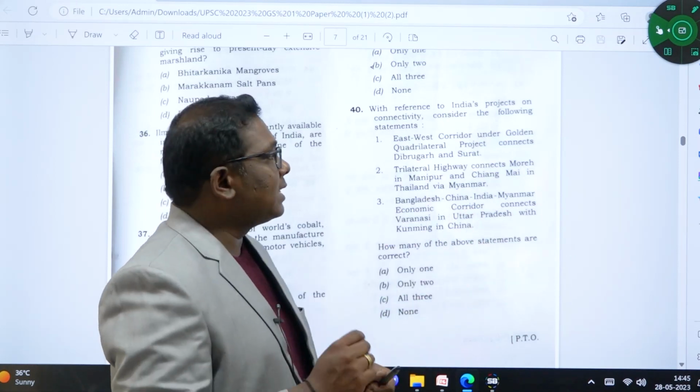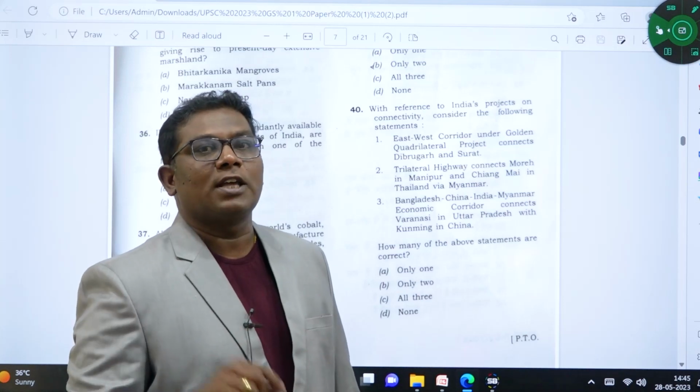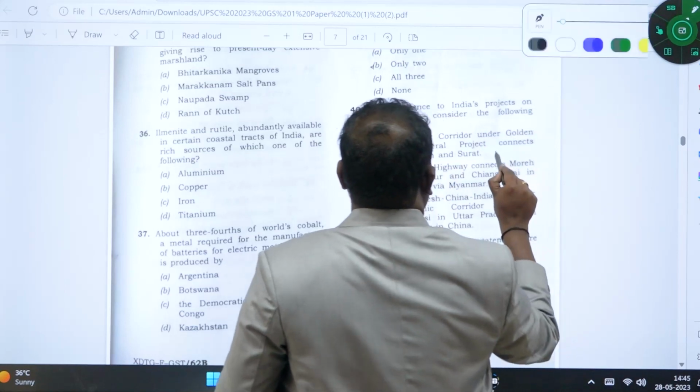It is saying that the East-West Corridor is connecting Dibrugarh and Surat. No, not Dibrugarh and Surat, Silchar and Porbandar. That's why statement 1 is a wrong statement.